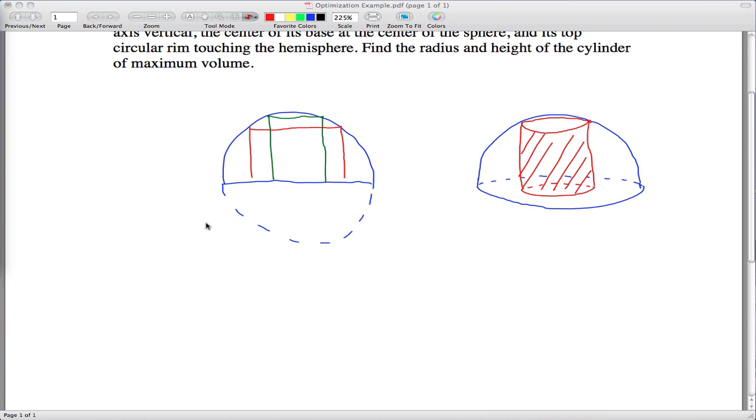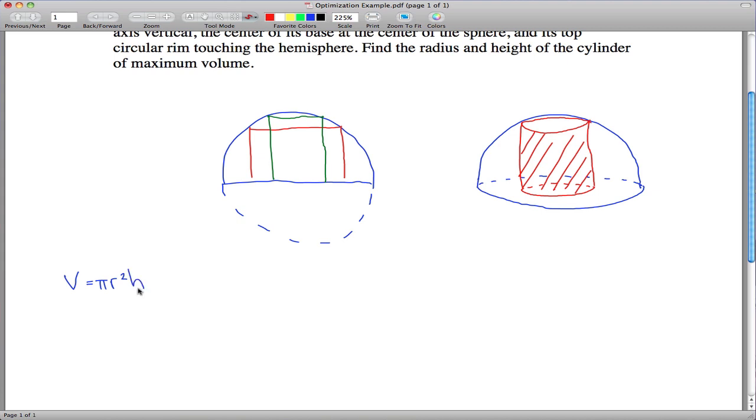The first thing is you need to know the formula for the volume of a cylinder, because what we're trying to do is maximize the volume of the cylinder. So the function we want to maximize is the volume of the cylinder, pi r squared h. Maybe you remember that from geometry. You can think of the pi r squared as the area of the circle on the bottom, and the h as how many circles you've got going up. So this is the derivative we'll want to take.